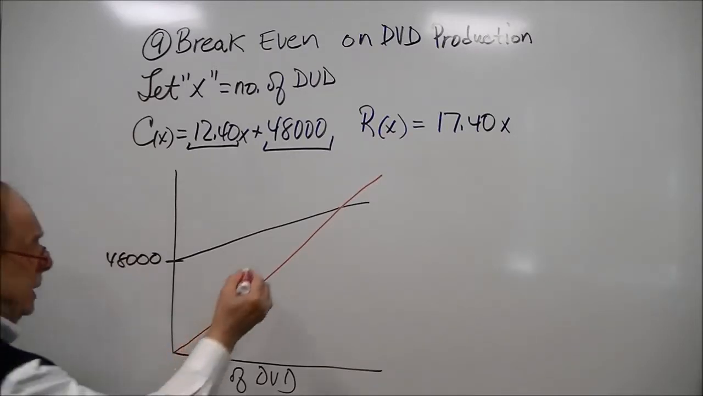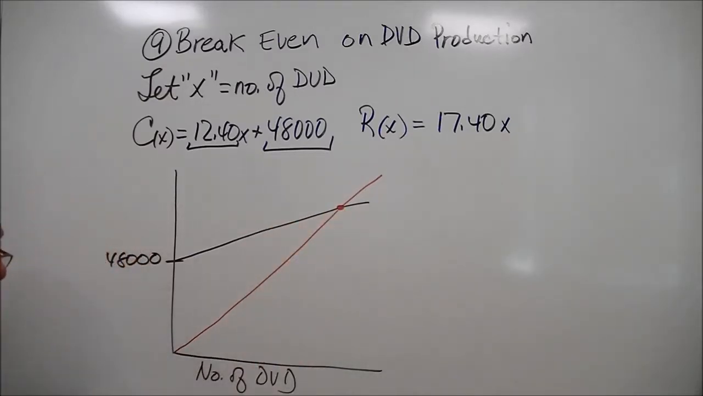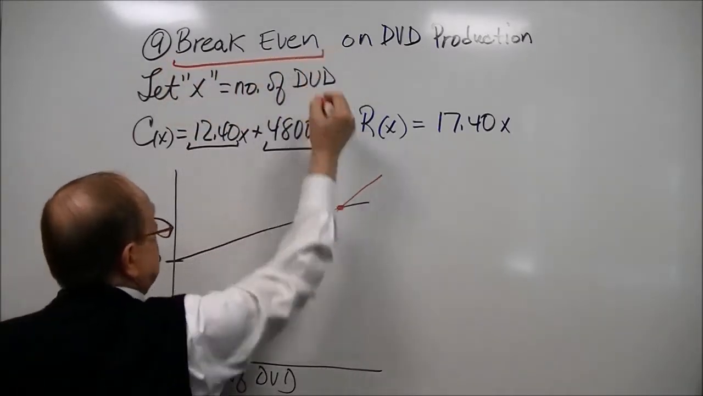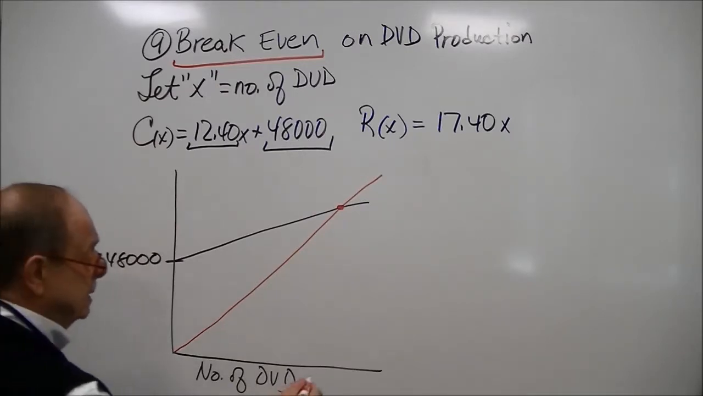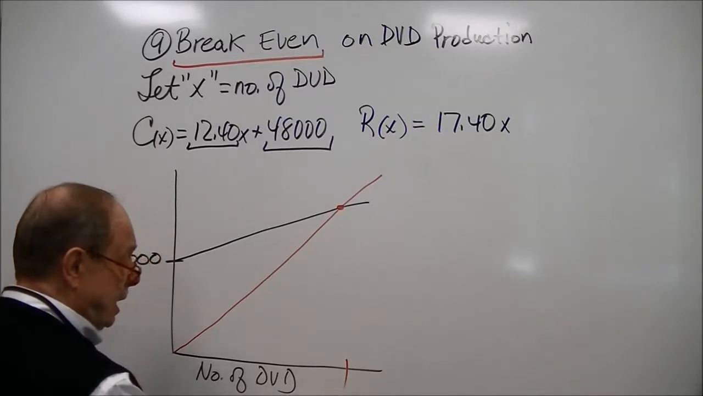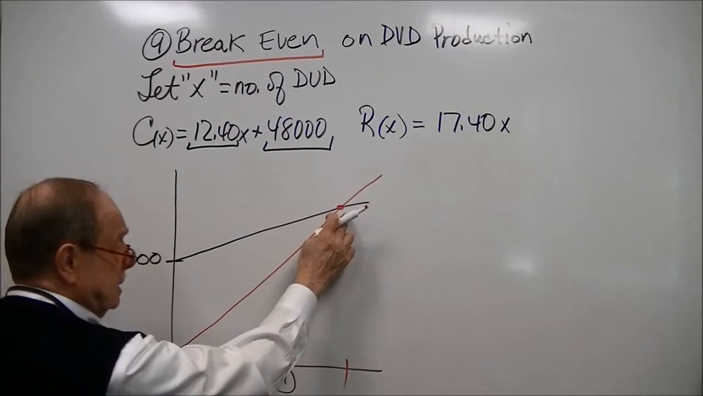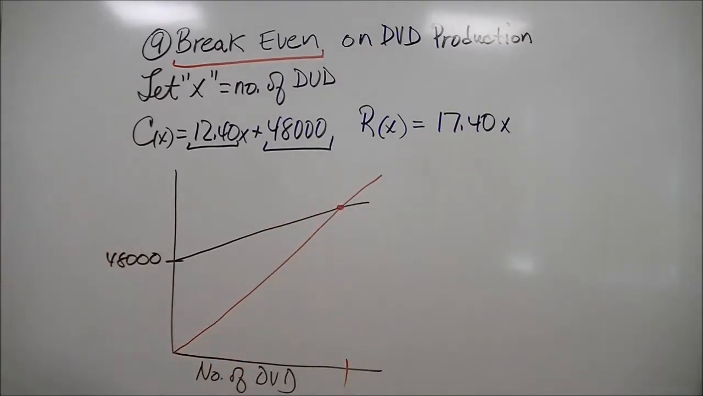Now at this point right here, these two lines of my graph intersect, and this is called the break-even point, where these two graphs intersect. And I want to find what would be the number of DVDs that I have to sell where I break even in my manufacturing endeavor here.